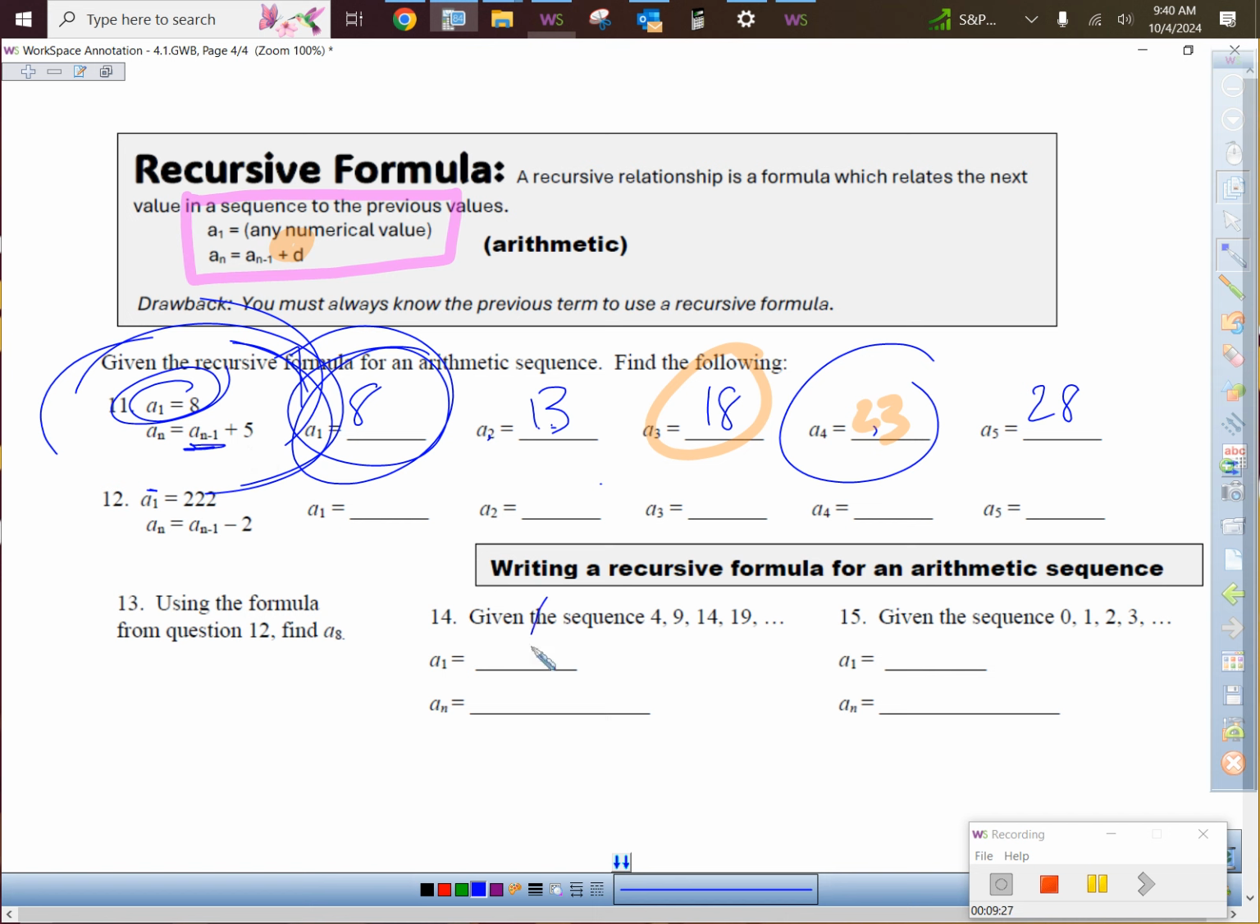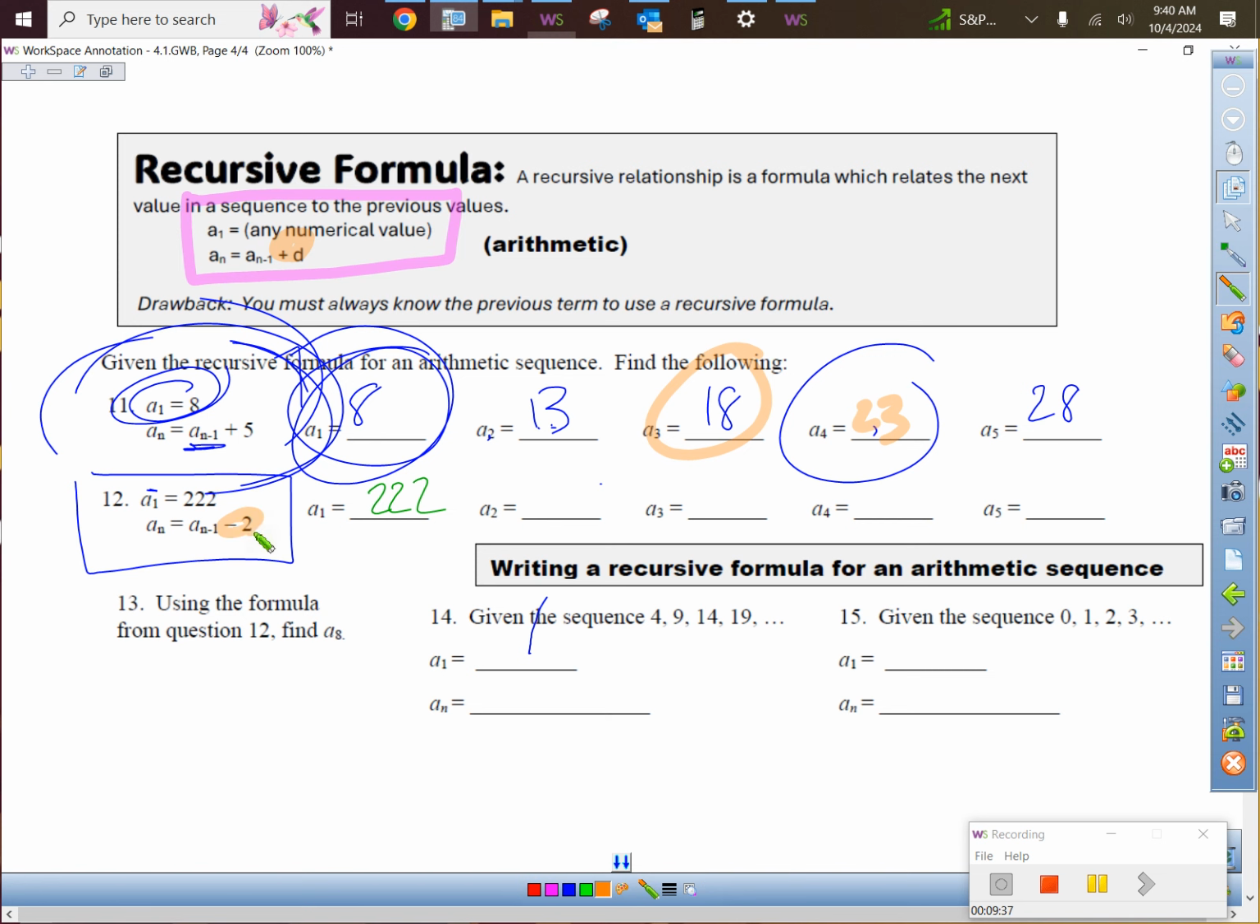So let's try that real quick here on number 12. Who's the first term in this new sequence right here? Who's the first term? 222. And then what are they doing to it? They are subtracting 2 from it.